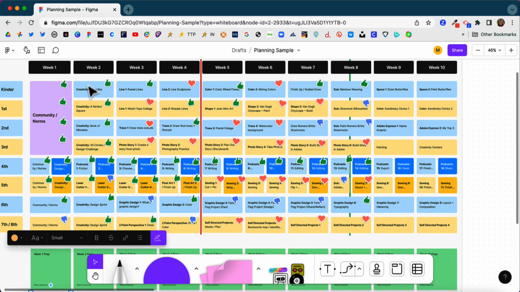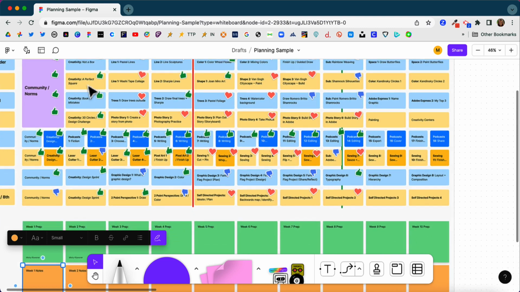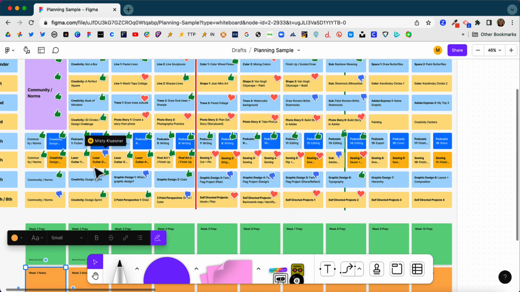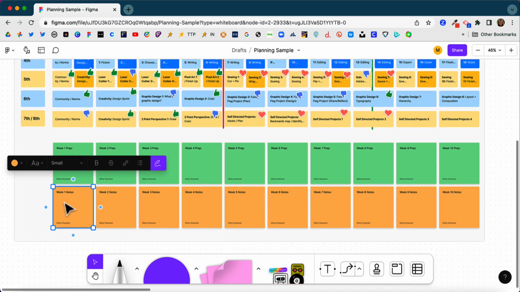Thumbs up means it went great. Heart means this was amazing. The kids were totally engaged. This is a keeper for sure. Thumbs down means we need to revisit it. And that's where this note section really comes in handy. I can write those reflections down so that when I come back to this lesson in another 10 to 12 weeks, I actually remember why I put that little sticker there.